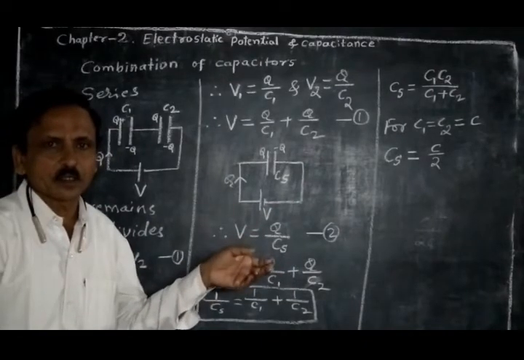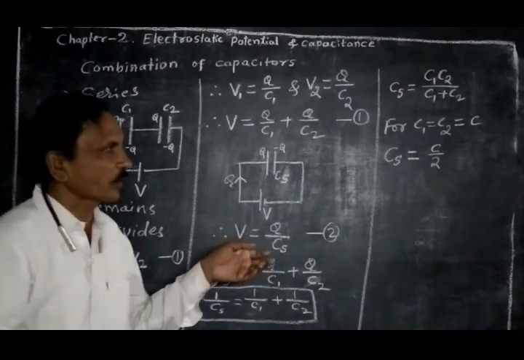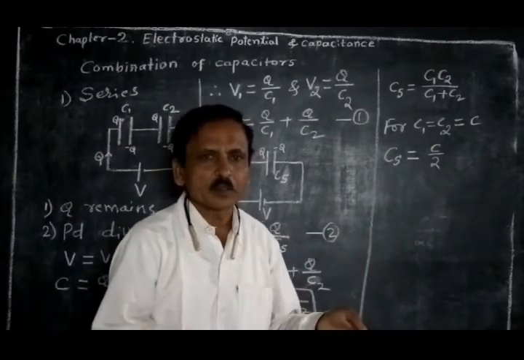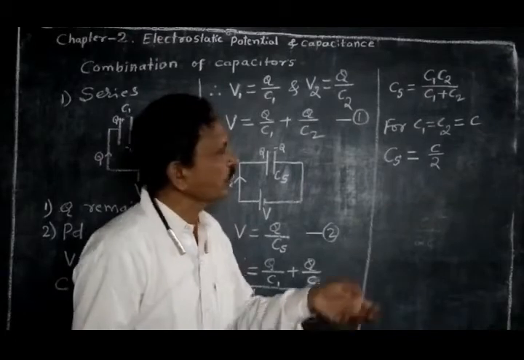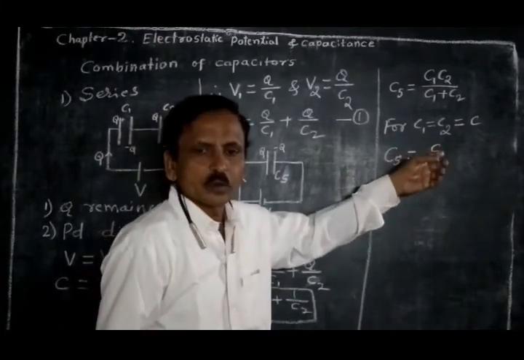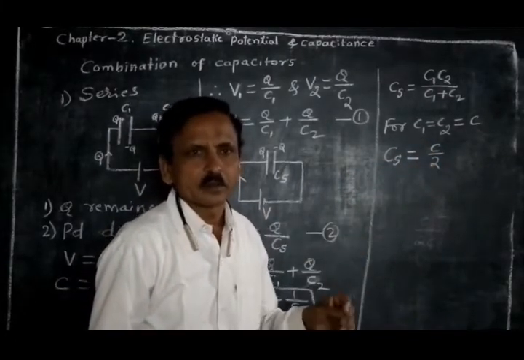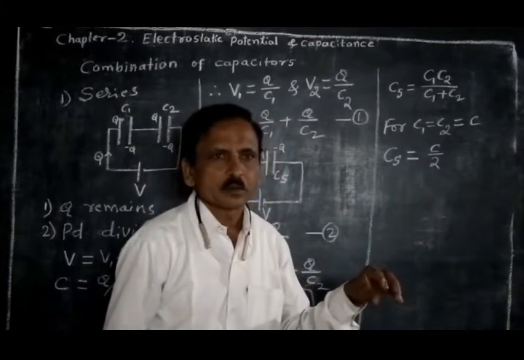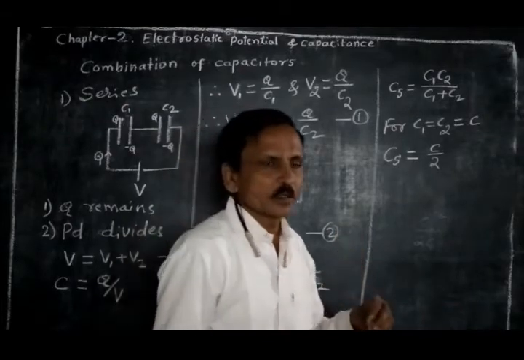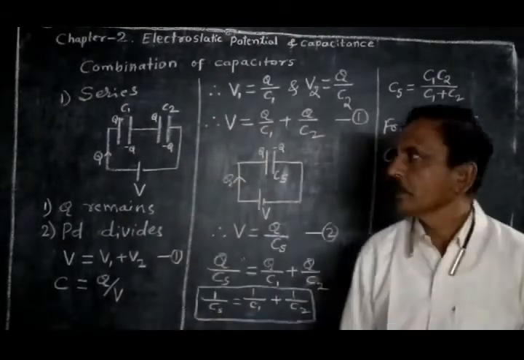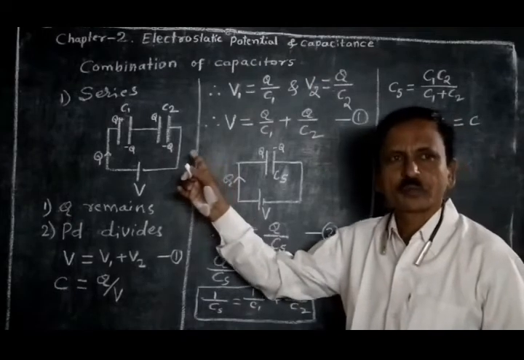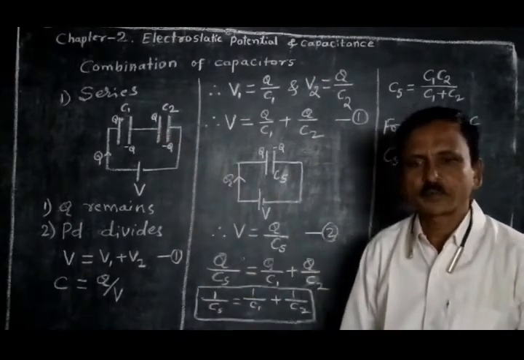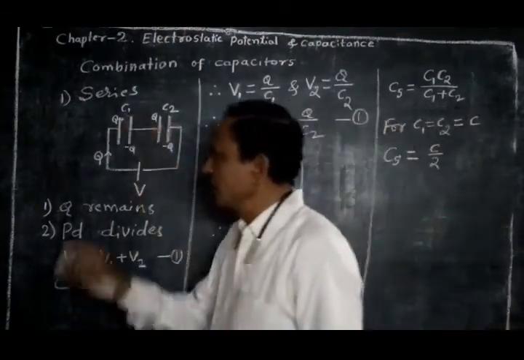If three capacitors of same capacitances are connected in series, then C by 3. Four capacitors are connected in series, then their equivalent capacitance is Cs equal to C by 4. If n capacitors are connected in series, then Cs equal to C by n. Thus, equivalent capacitance of capacitors in series is always less than the smallest value of capacitor connected in series. Clear?